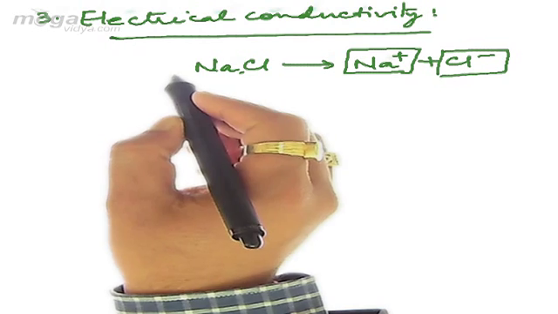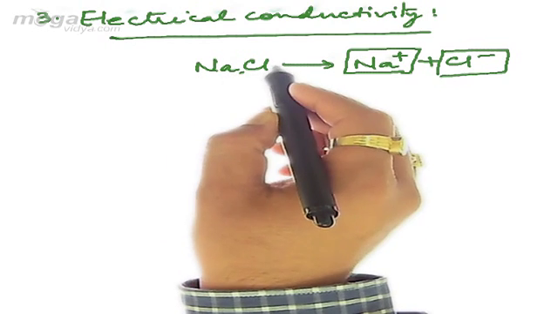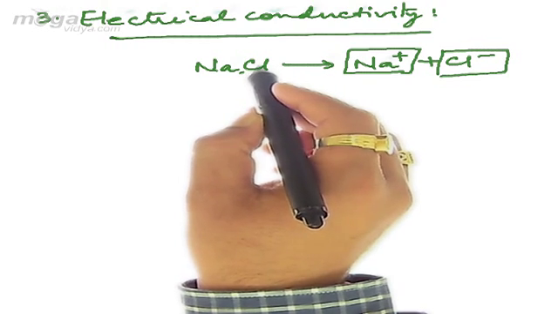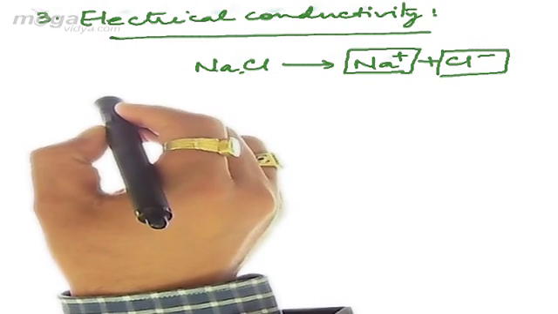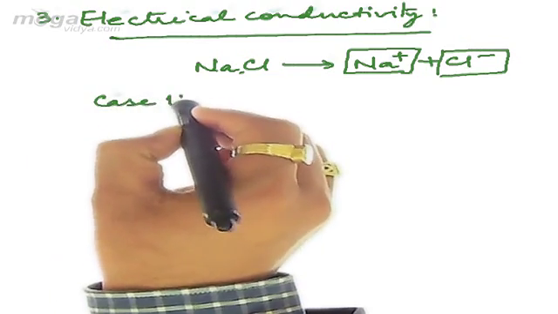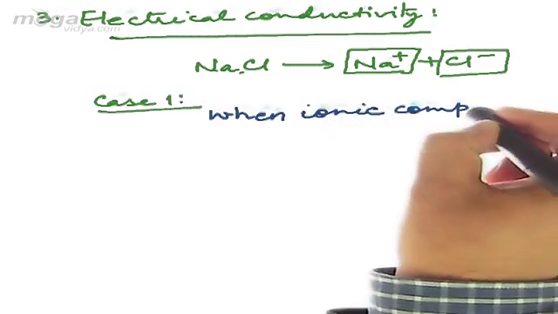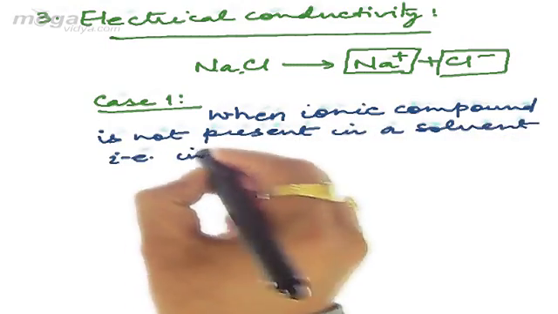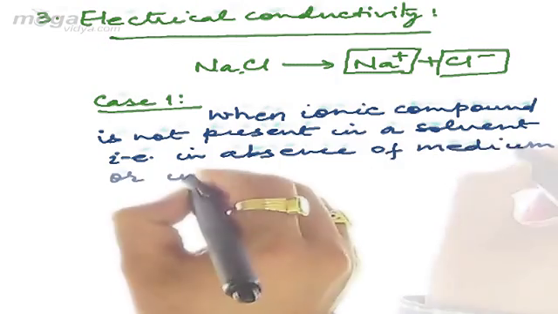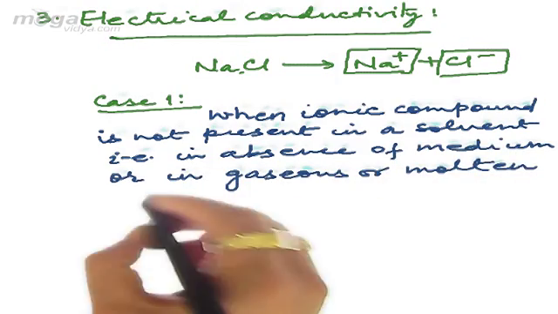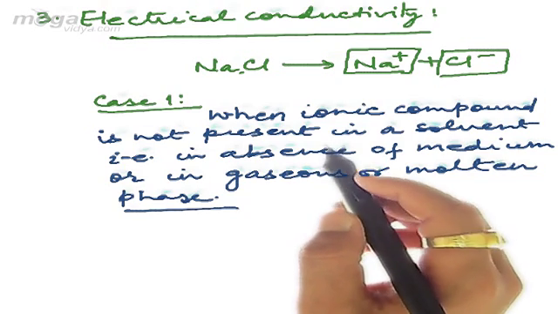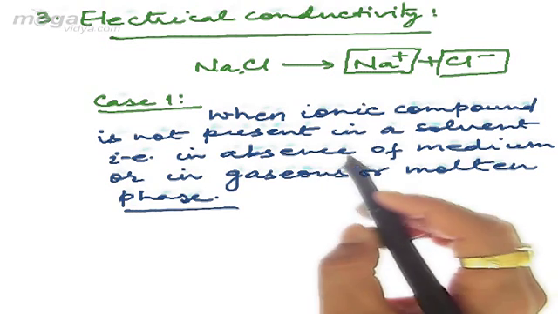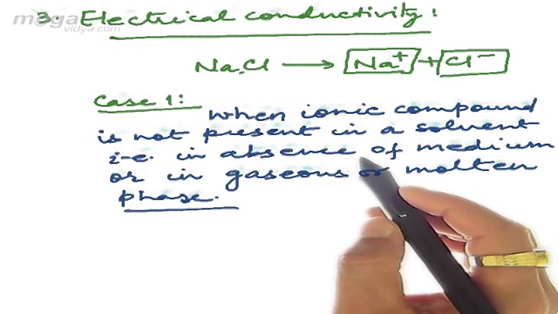So the very first point we have to observe is that ionic compounds can be present either in a particular solvent, that is in a medium, or they can be alone. So let us take the first case, case 1, that is when the ionic compound is not present in a solvent, that is in absence of medium, or in gaseous or molten phase. So basically here we are considering a case where we are not dissolving an ionic compound within a medium, that is in a solvent, means we are considering its gaseous or the molten phase.